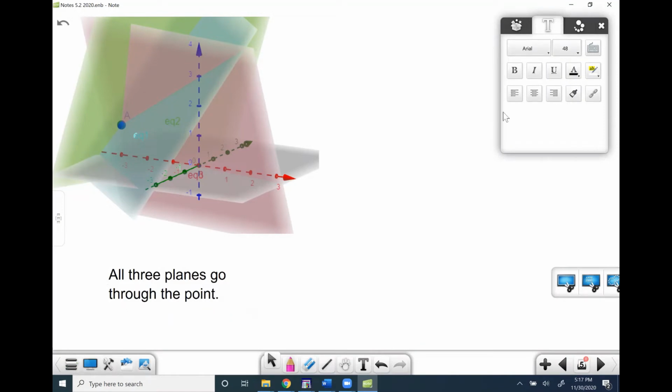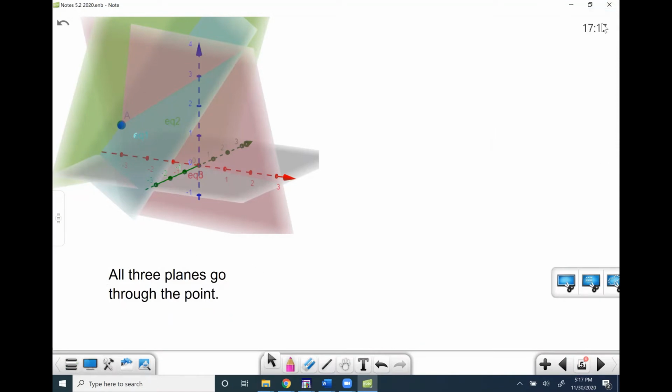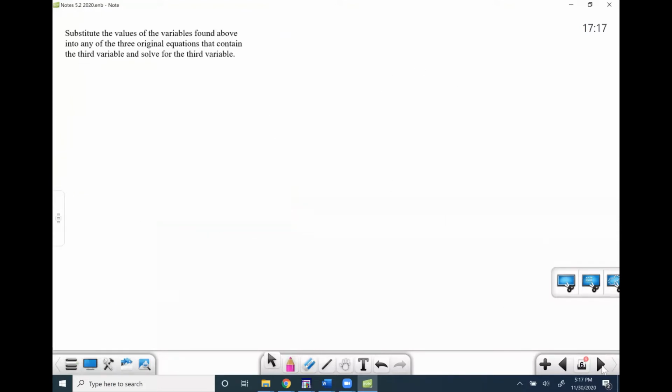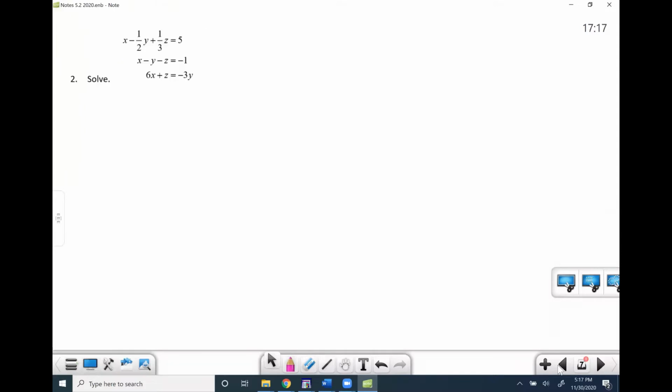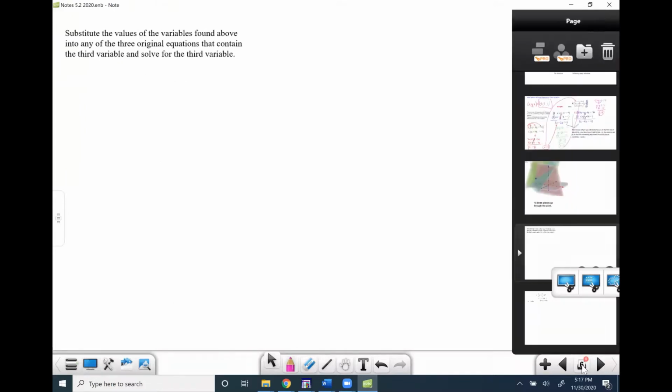Bam, there it is. All right, pretty cool, huh? I think that's neat. Now we're in 3D space. This is where you guys have gotten to. Okay, let's do another one. Oh, so I'm just going to delete that slide because we already did that.